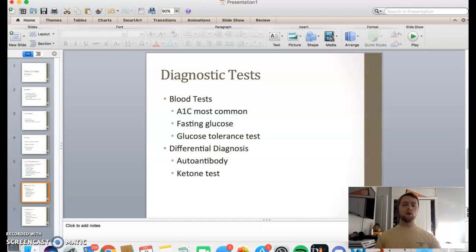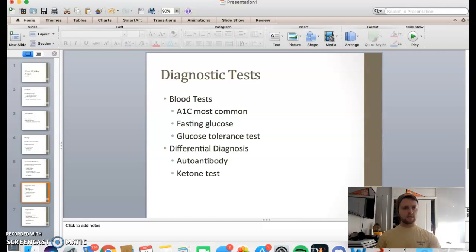So the first being the autoantibody diagnosis test. Autoantibodies in the blood indicate that the body is producing these autoantibodies to fight itself. And that would be indicative of type 1 versus type 2 diabetes, because, as I mentioned, it's an autoimmune disease, or classified as an autoimmune disease.